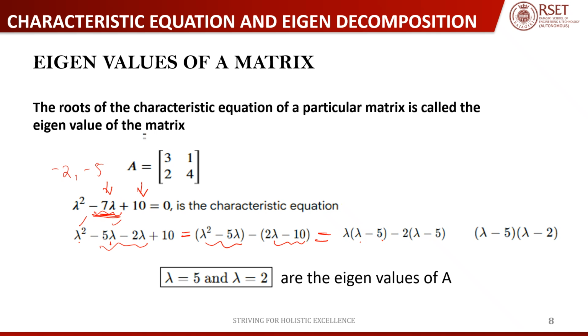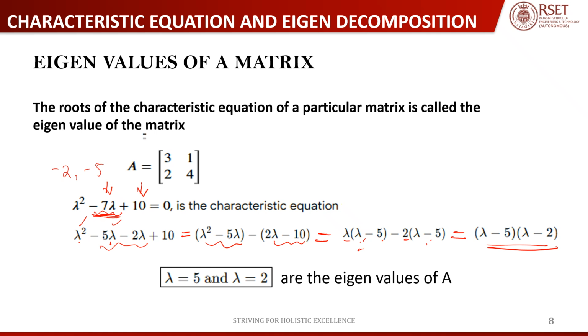So you will have this one. So this will be equal to, now when comparing, you have lambda minus 5 common in both the terms. So just take lambda minus 5 outside. So you will have lambda minus 2 inside. So this will be your particular factorization.